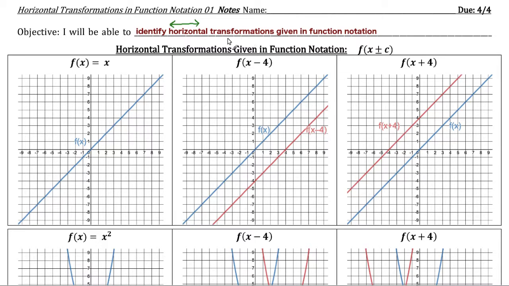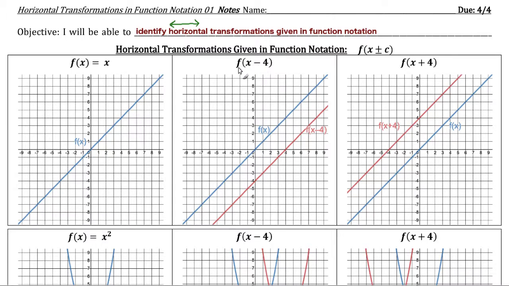All right, so we're going to identify the horizontal changes to a function. In the last one, we changed f of x. We added to f of x, we subtracted from f of x. We multiplied by f of x. But in today's lesson, we're not going to do anything to f of x. We are going to do something to the x. We are changing the x. We are changing horizontally.